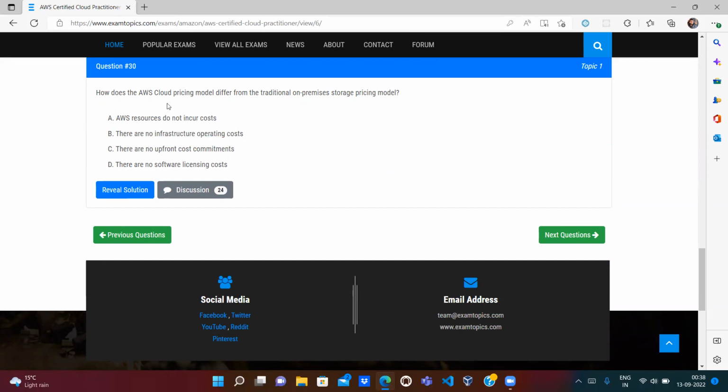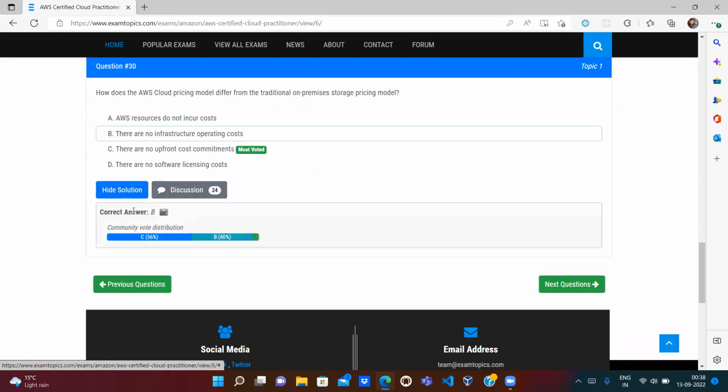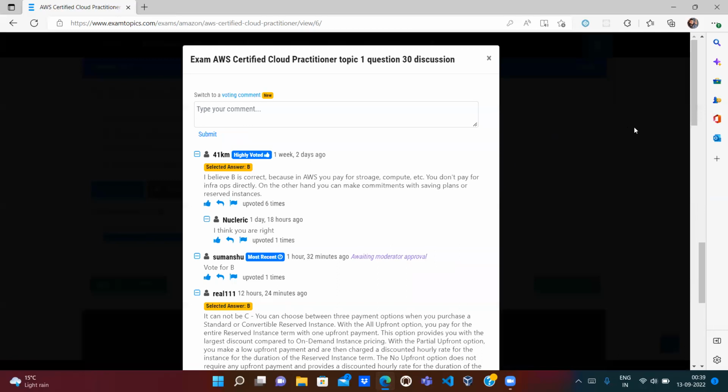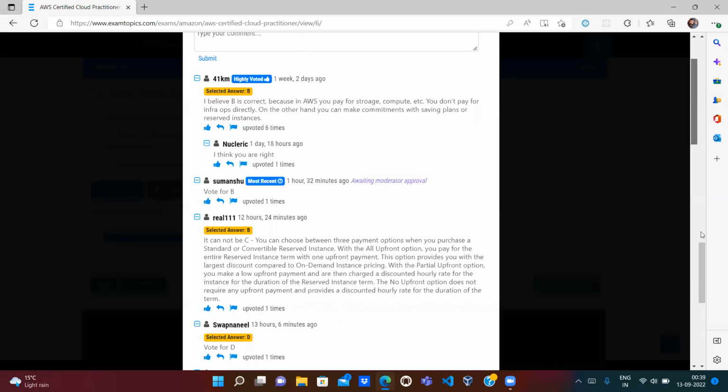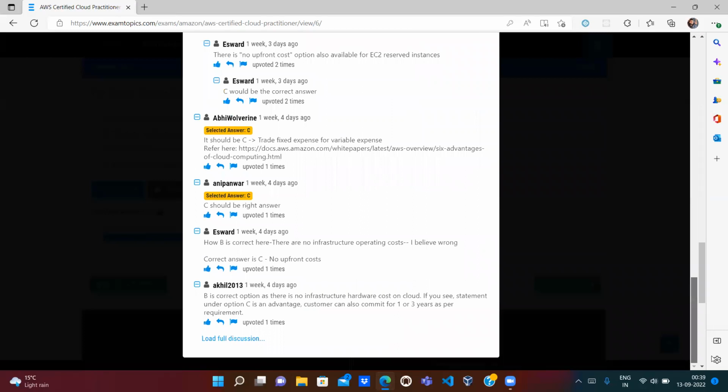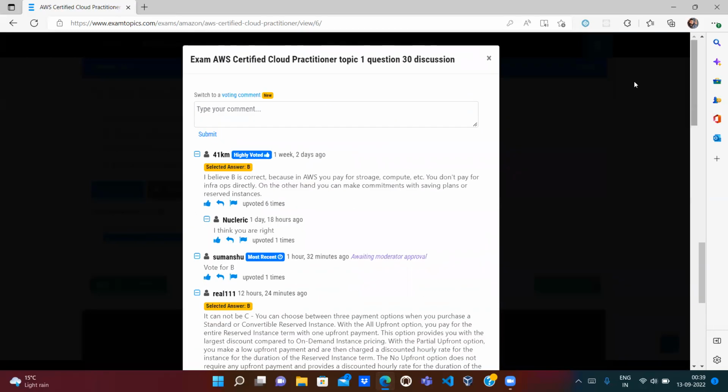If we use AWS, we just have to pay for the compute we are using or the storage we are using, but there is no infrastructure operating cost. So B looks correct. Some say C, but there are no upfront cost commitments. Most of the people say C, but B looks correct. There are no infrastructure operating costs. Some people say C, but that doesn't look correct to me. So B looks correct.